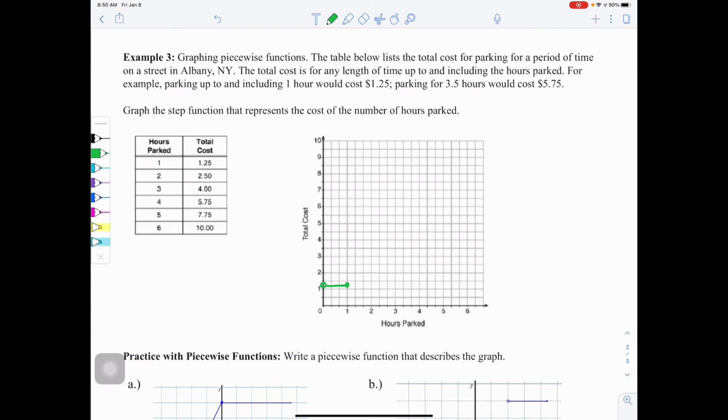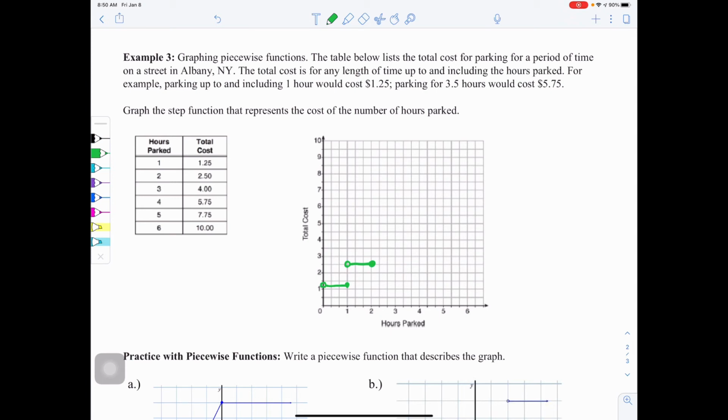So if I go find 2.50, I need to put an open circle here because 1 has already been included in the previous step. And as soon as I get just over 1 hour, I'm going to be paying $2.50 for up to and including 2 hours. So you can see our steps starting to form.